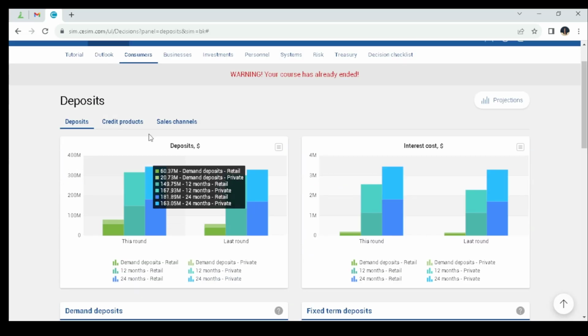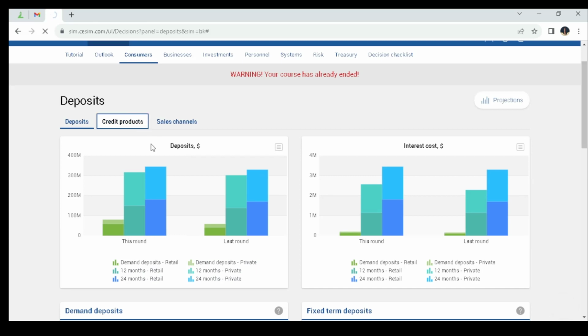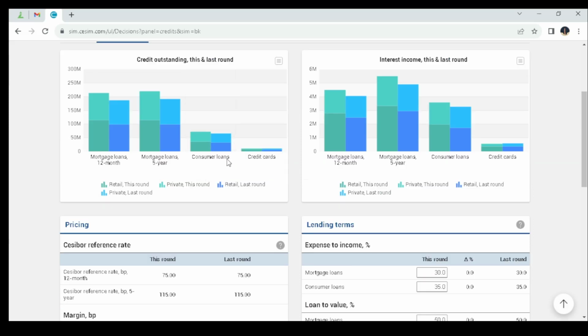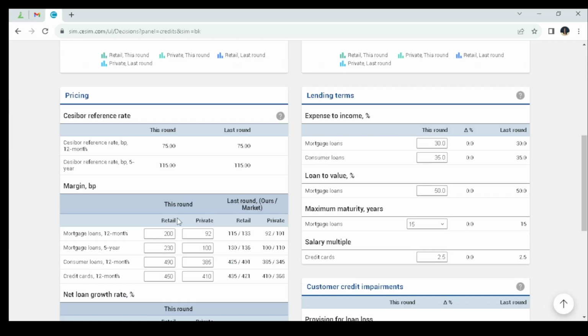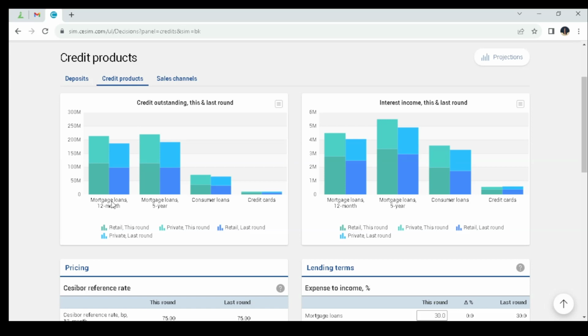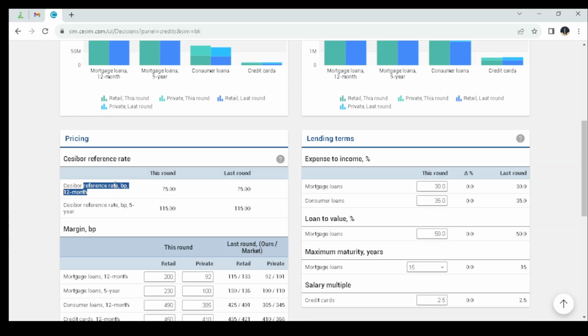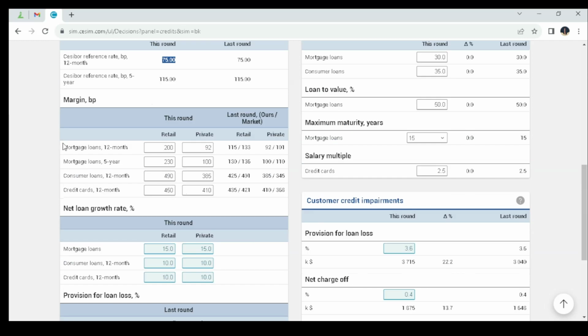Next part is the credit products. Under the credit products, we are trying to sell the money we have in the bank from our customers. Remember that customers have been depositing money into our bank, so we want to sell that money. Here we have something called the mortgage loans. Here you can see mortgage loans, 12 months, 5 year, all that. We also have the reference rate, maybe in basis points, and the mortgage loans for 12 months, for 5 year, and the consumer loans, all that.